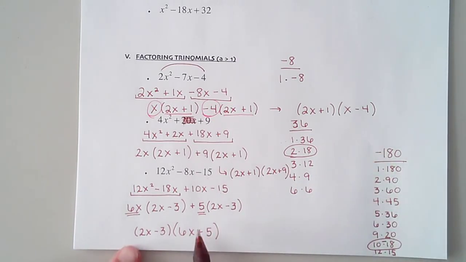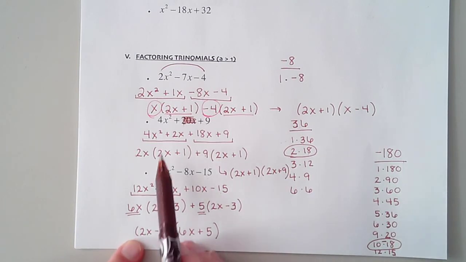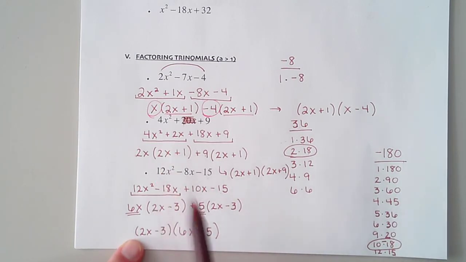And again, just to double check yourself, 2x times 6x would give you the 12x squared. Then you're going to have 10x minus 18x. So 10 minus 18 gives you the negative 8. And then negative 3 times 5 is negative 15. So you can always check with FOIL to make sure that your numbers worked out correctly.